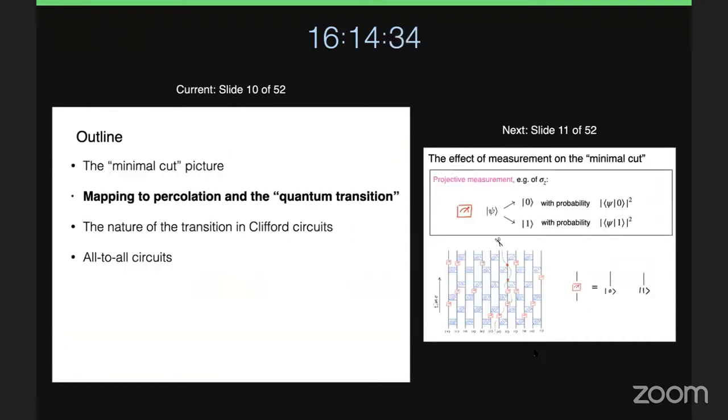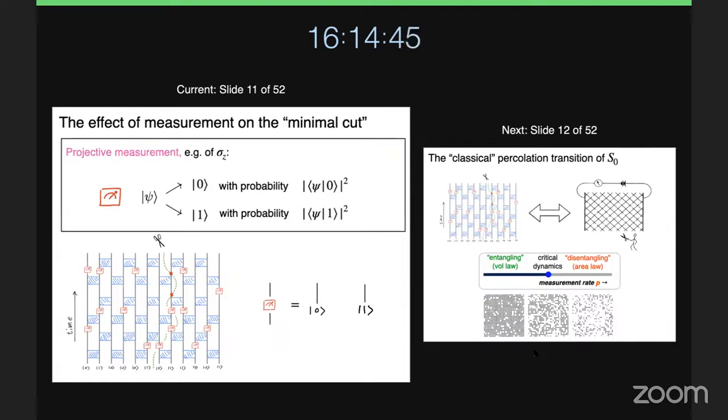Okay, so I'm going to skip this due to lack of time, although it's related to something that Said mentioned. Now let me use this minimal cut picture to give you an intuition why you should expect a phase transition. To that end, what we need to add to the story are the measurements. Alessandro already explained everything you need to know about measurements. So let's look at the simplest kind of measurements, which are projective measurements, and I just intersperse them inside the circuit in random locations.